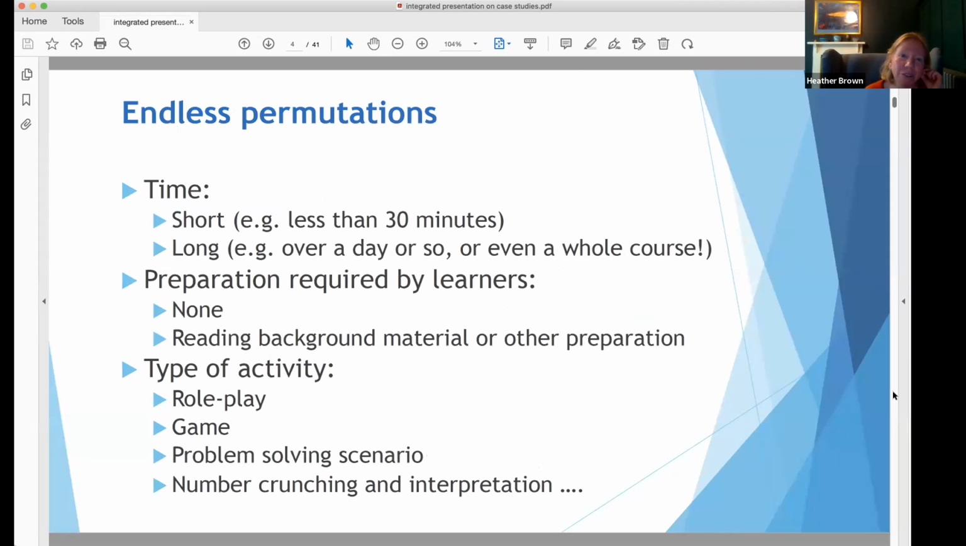There are many different ways that you can do this. You can have a short case study at the end of a lecture, which could be less than 30 minutes. You could have a long one that lasts a whole session or goes over multiple days or weeks or even the whole length of the course.